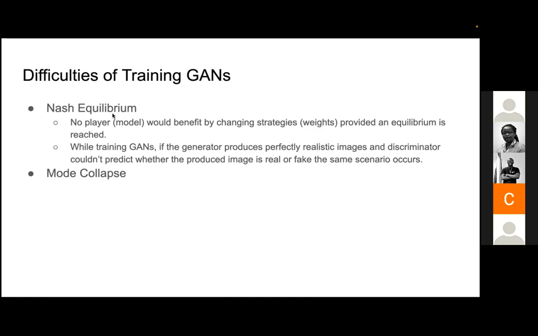While training GANs, we have the same kind of issue. If the generator produces perfectly realistic images and the discriminator can't predict whether the images are real or fake, the same scenario happens because both reach their perfect points. The generator is perfectly creating images and the discriminator cannot predict. That is the equilibrium we want, and it is called Nash equilibrium.